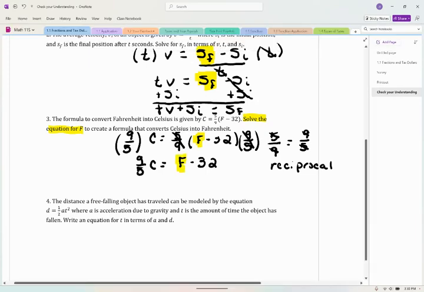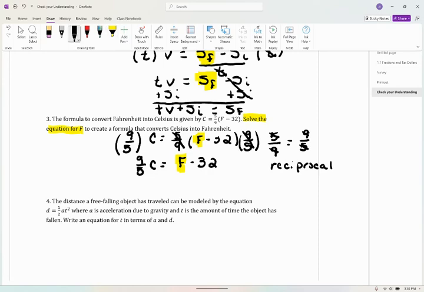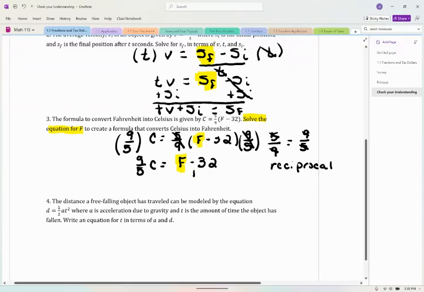But I want to get F by itself. So if F needs to stay, that minus 32 needs to go to the other side. The opposite of subtracting 32 is adding 32 on both sides. I'm just writing down everything in order. 9 over 5 C plus 32 equals F. Final answer.